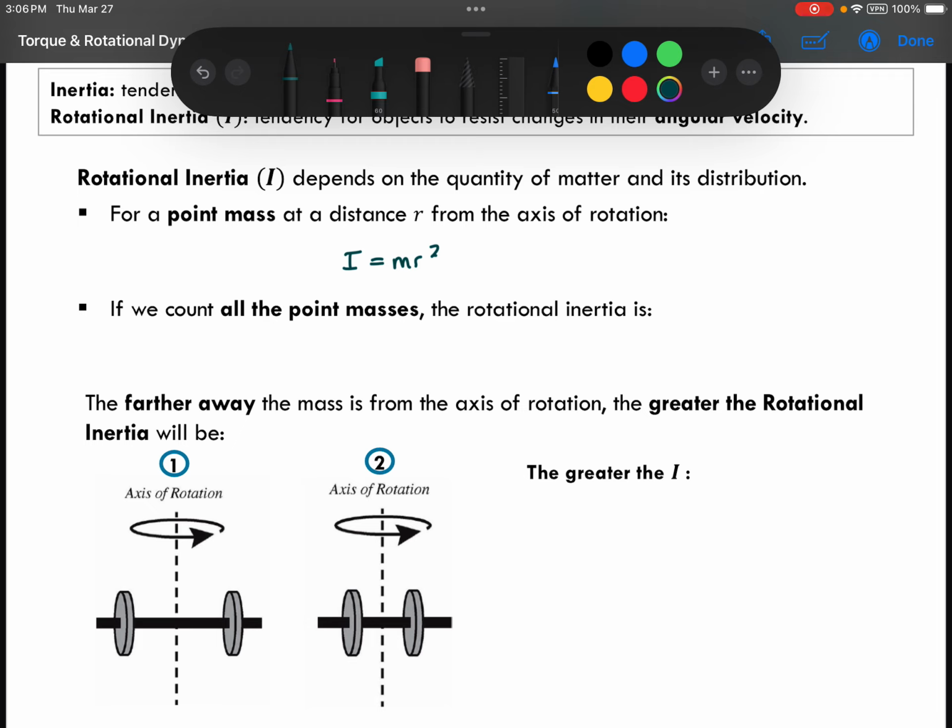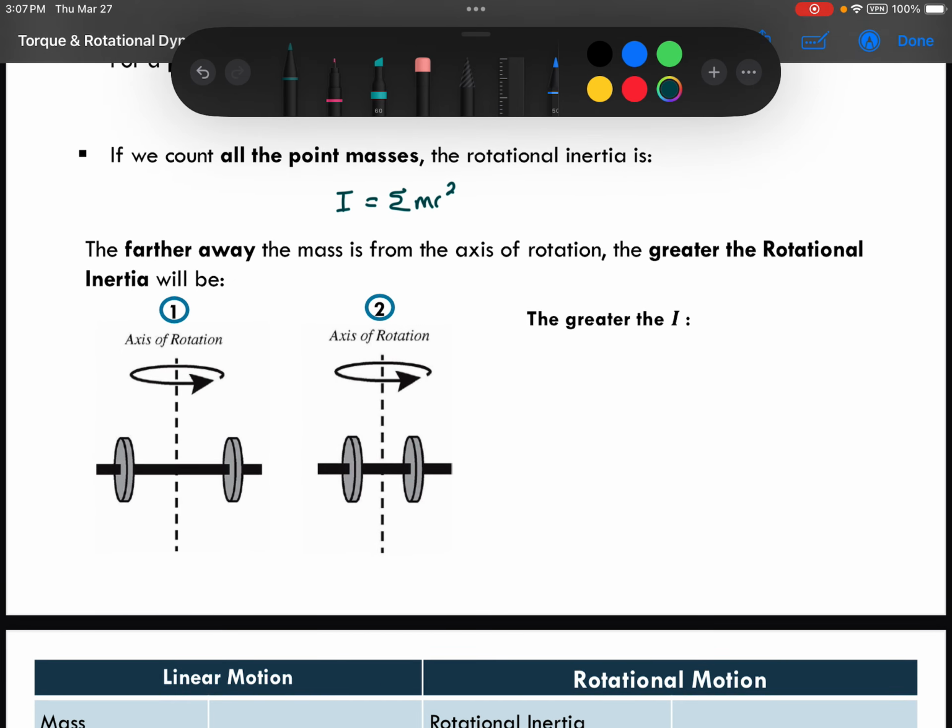Now, if we have a system with multiple point masses, in that case, that rotational inertia is the sum of mr squared for every single point mass. So you'll do mr squared for the mass and location of one point mass, and then plus mr squared for a second point mass, and so on and so forth.